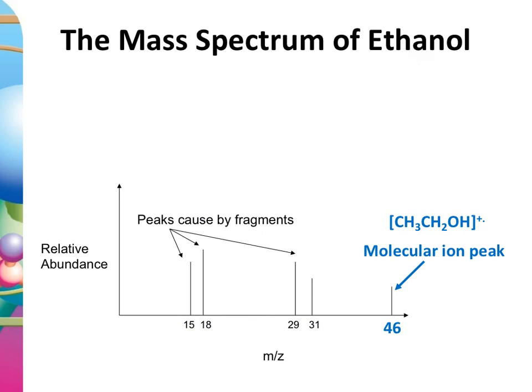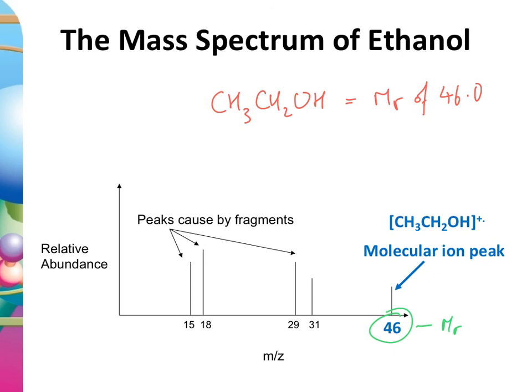Here's an example mass spectrum of a simple organic molecule, ethanol. We know the molecular formula is CH3CH2OH. That has an Mr, if we were to do it using our periodic table, of 46, and so that's what we get. The peak that's furthest to the right in our spectra here is 46, and that is the Mr. That's the molecular ion peak.